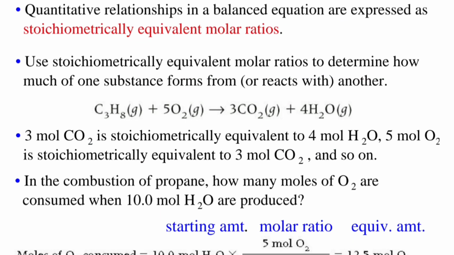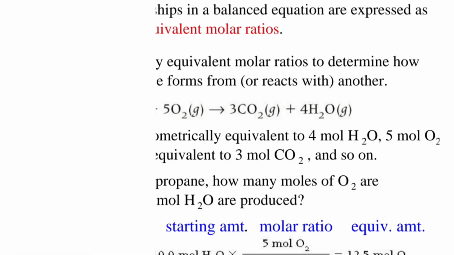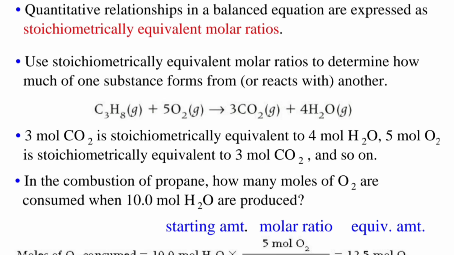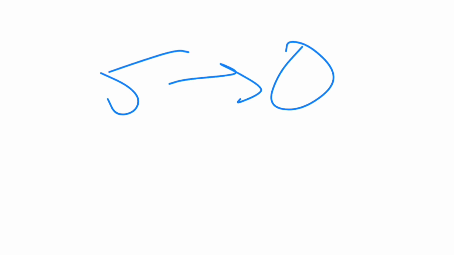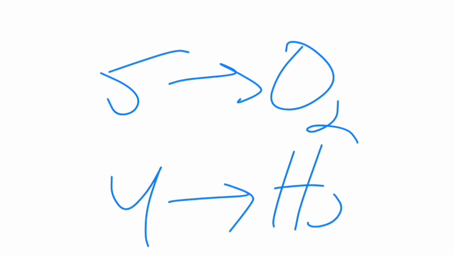Here's a question. In the combustion of propane, how many moles of O2 are consumed when 10 moles of water are produced? First of all, we have to see the ratios of oxygen and water. When we have 5 moles of oxygen consumed, it will produce 4 moles of H2O. We are given 10 moles of H2O. We'll compare ratios: 5 to 4, oxygen to water.